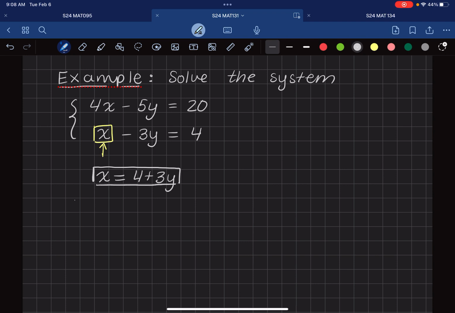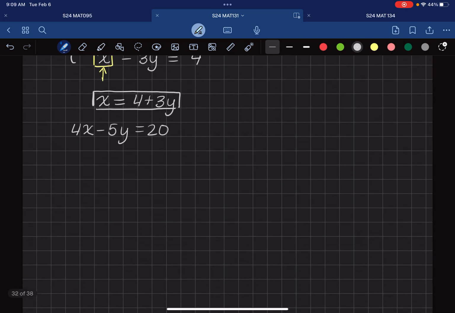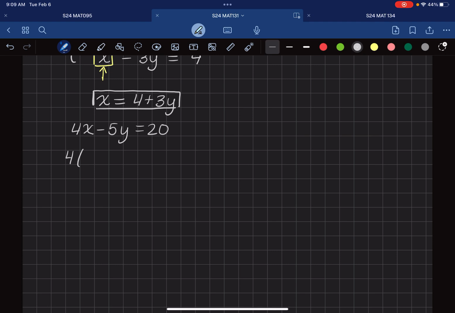So our first equation is 4x minus 5y is equal to 20. And where I see x, I'm going to instead substitute 4 plus 3y. So I've got 4 times (4 plus 3y), then I have minus 5y is equal to 20. Now I have an equation with one variable, which I can solve.